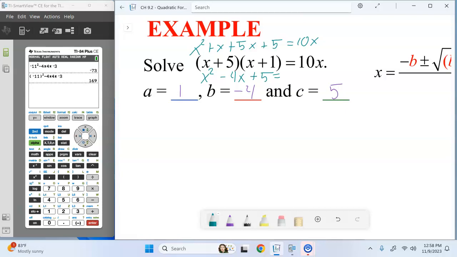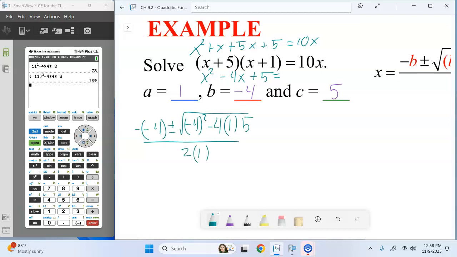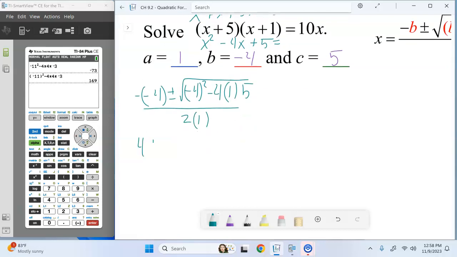Is there like a shortcut for the quadratic? I don't remember what it was, but I think it was if they were like even or something like that. What do we get inside the radical?